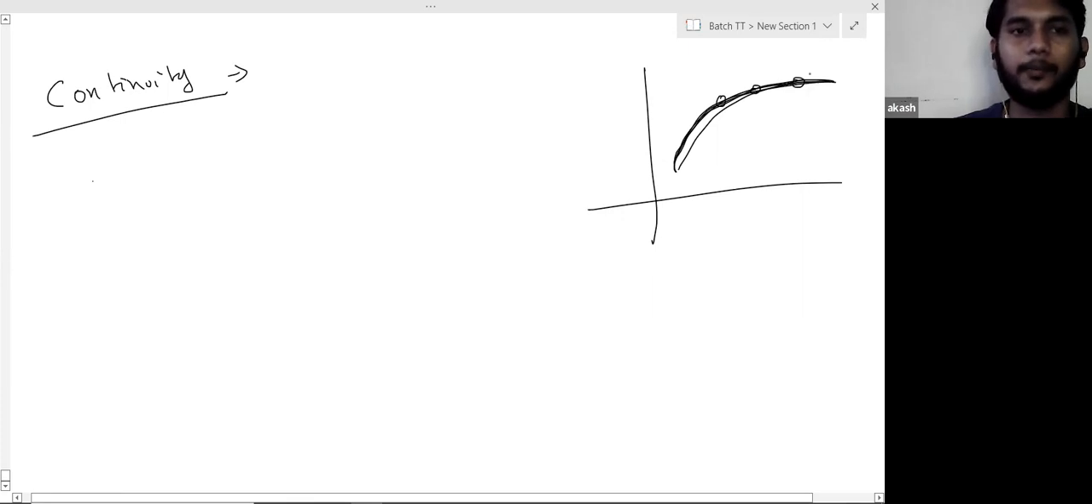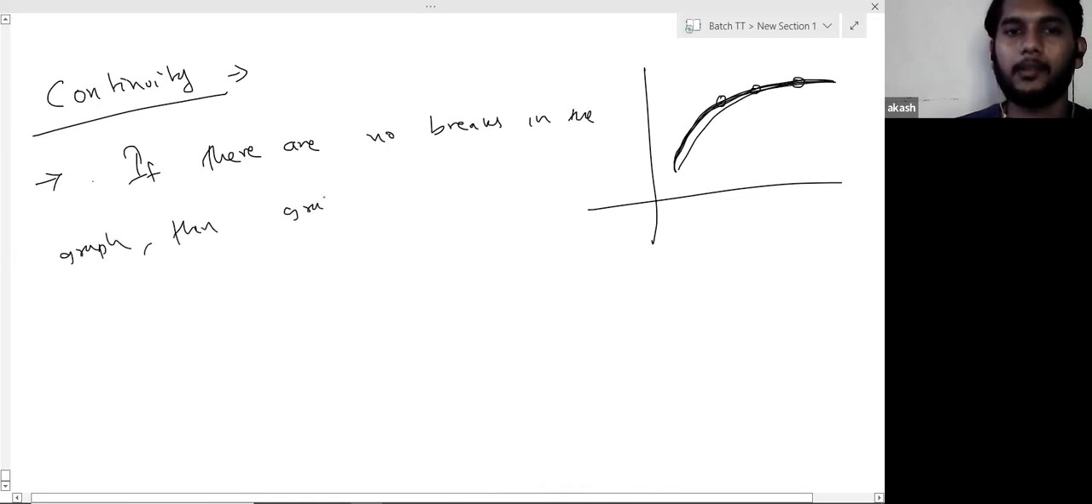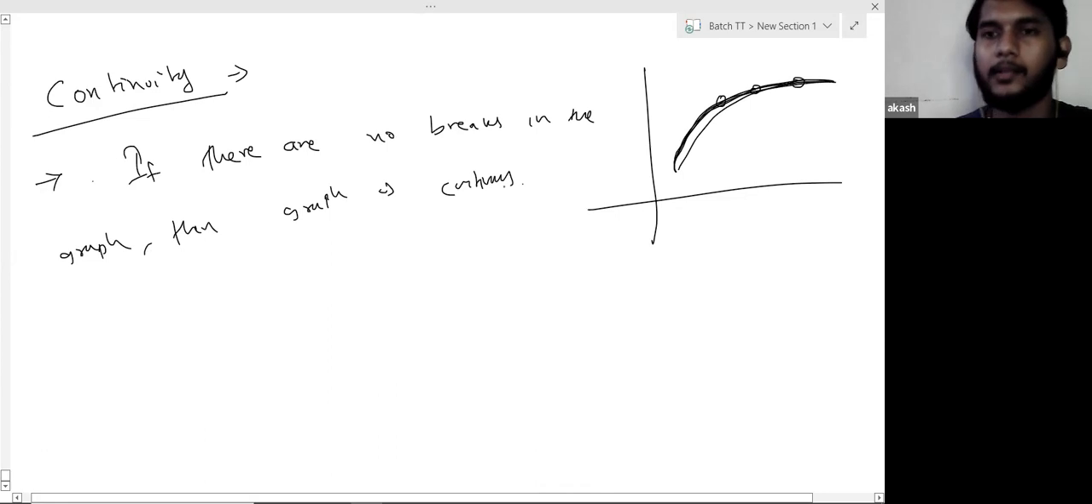You can write down, if there are no breaks in the graph, then graph, or function, is continuous. And this is a very intuitive way to understand, right? This is not the mathematical way. So what does mathematics say?